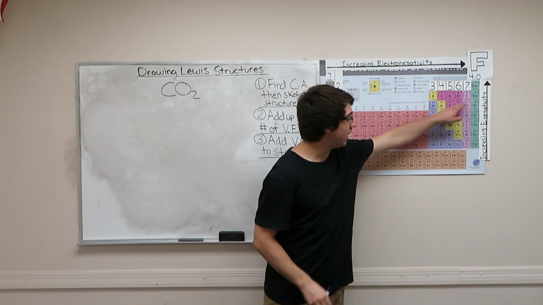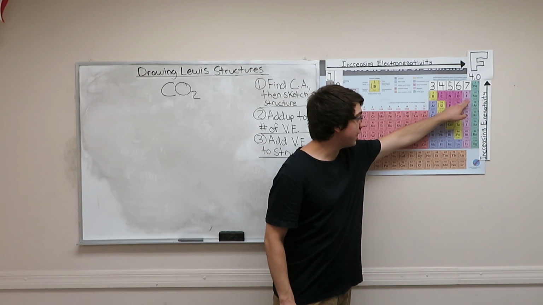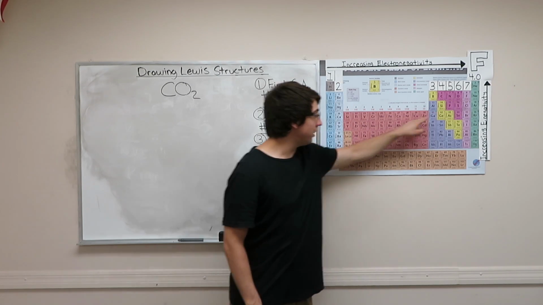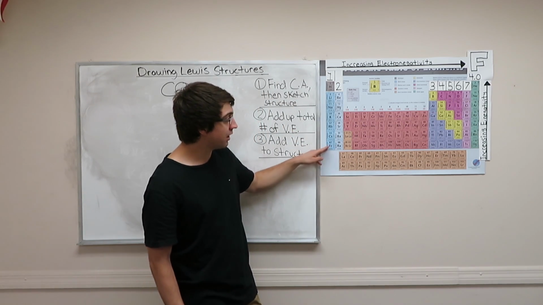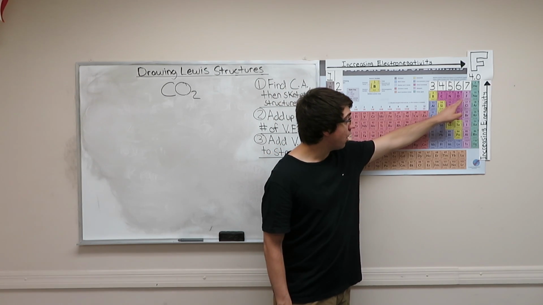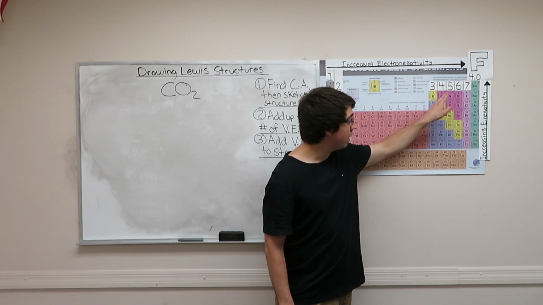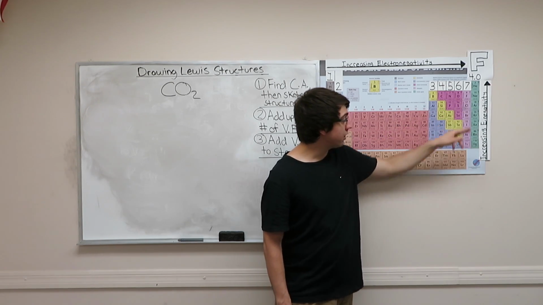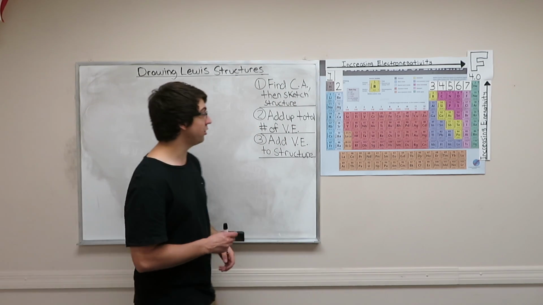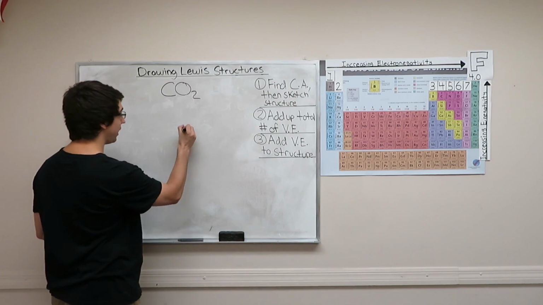If we look at the periodic table, fluorine is the most electronegative, and in short, the closer you are to fluorine, the more electronegative, and the further away you are from fluorine, the less electronegative. We're comparing between carbon and oxygen. Oxygen is right next to fluorine. Carbon is further away, and carbon is less electronegative, so carbon is our central atom.